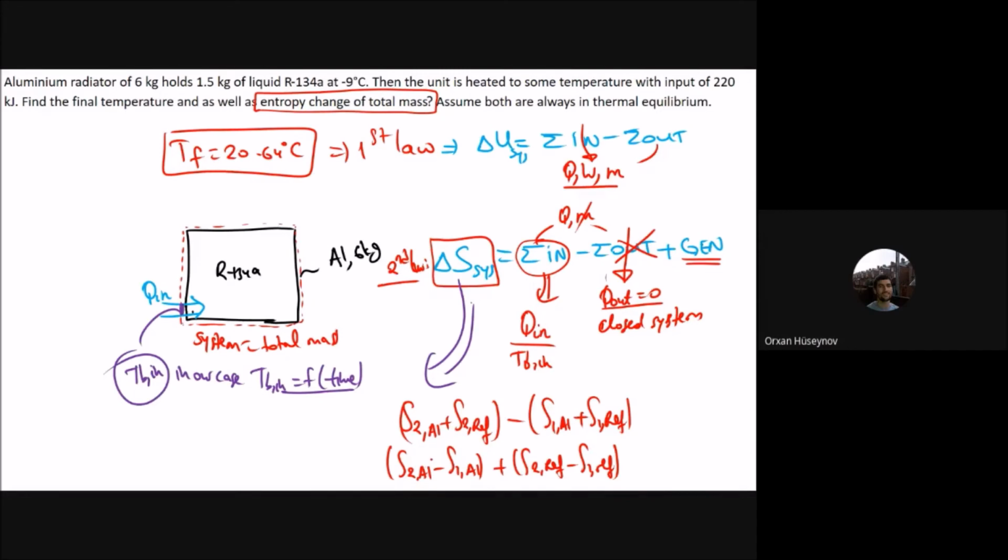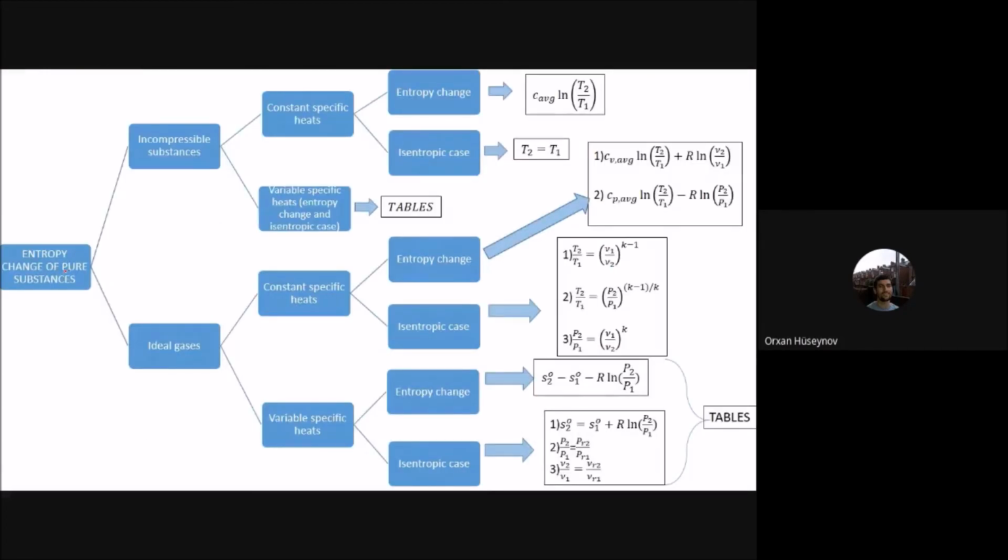So the first one, change of entropy of aluminium. I know the entropy change of pure substances. Aluminium is a pure substance. Here we have the aluminium and the refrigerant. For aluminium, it is an incompressible substance, and I am assuming that the specific heat is constant, and therefore I will use the entropy change with this formula. And for the refrigerant, it is also incompressible, and I am also assuming constant specific heat, and I will use the same formula here. I think you have understood this process, so I will write it for the aluminium.